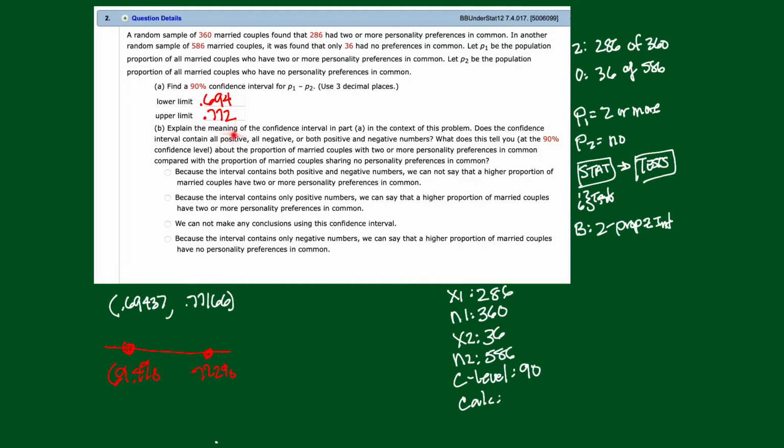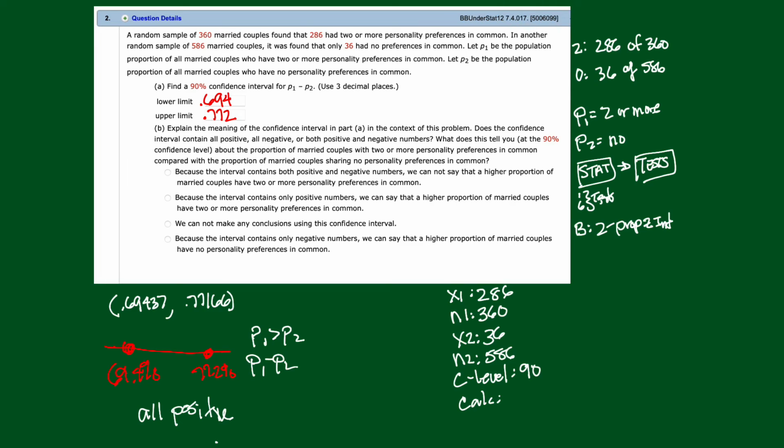Part B says, explain the meaning of the confidence interval for Part A in the context of this problem. Does the interval contain all positive, all negative, or both positive and negative values? And what does this tell us? Okay, well, what do we have here? We're at 69.4% to 77 point. All right, so these are all positive values. Now, if it's all positive, when you take a difference, P1 minus P2, that confidence interval tells you if it's all positive, P1 must be bigger than P2.